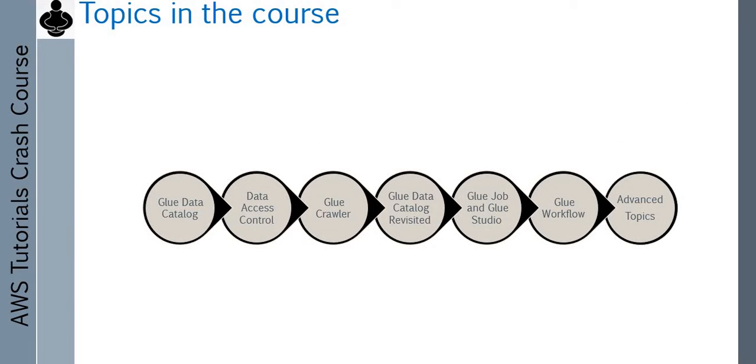This course is going to be covered in the following 8 topics. So we will start with talking about what the Glue Data Catalog is. Then we will immediately jump on to how you do access control to the data. Then we talk about Glue Crawler, which can be used to automatically catalog your data. Then we come back to the Glue Data Catalog again because we want to discuss some of the more properties and features of the Glue Data Catalog. Then we talk about Glue jobs and how to use Glue Studio to create Glue jobs. Then we discuss Glue workflow, which can be used to orchestrate Glue jobs and crawlers to create ETL pipelines. And finally, we close with some advanced topics which you can use to enhance your knowledge about Glue and Lake Formation. So these are the topics we are going to cover under the course.